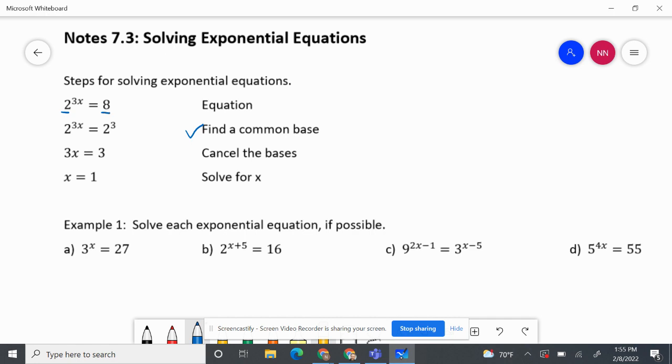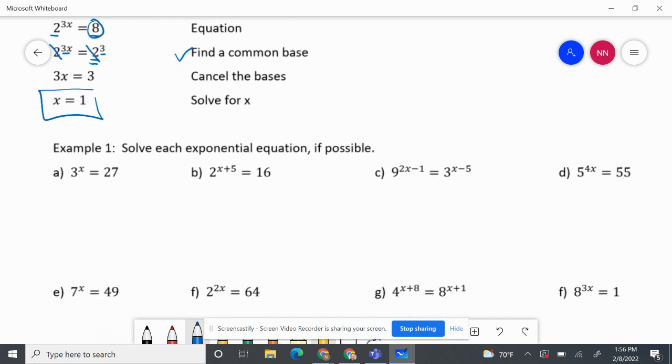And in order to get that, what we do is we look at the 8 and we decide 2 to what power gives us 8. And we know that 2 to the third gives us 8. Now, when the bases are the same, they cancel. And so we look at our exponents. 3x equals 3. And then we solve the linear equation by dividing by 3. So that's how we're getting our answer.